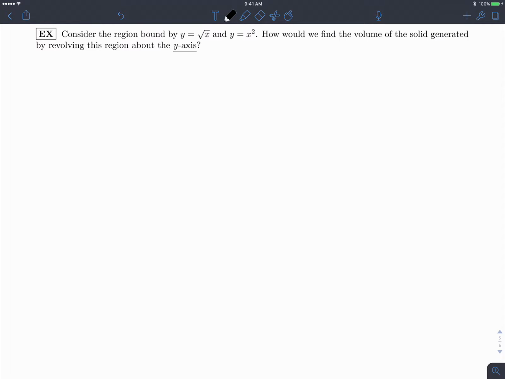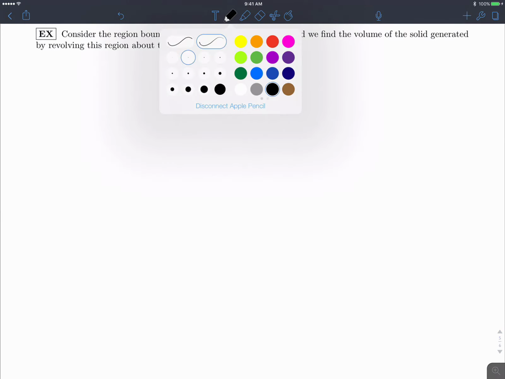So for this last example, I wanted to do one that had a little bit of a twist to it. So we're asked to consider the region bound by y equals root x and y equals x squared, and we want to find the volume of the solid generated by revolving this region about the y-axis. Now all this, based on what we've done before, the fact that we're rotating around a vertical axis should make you think that we're going to have to do a little bit of maneuvering in this. So we'll kind of see how that plays out in a minute.